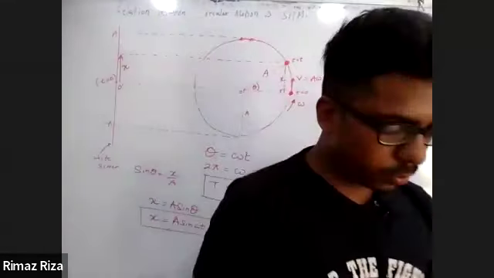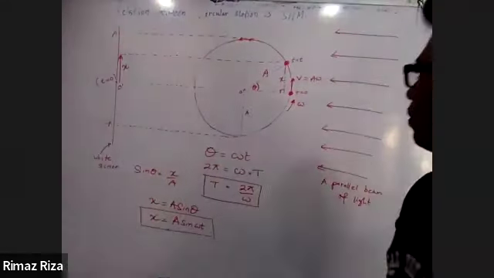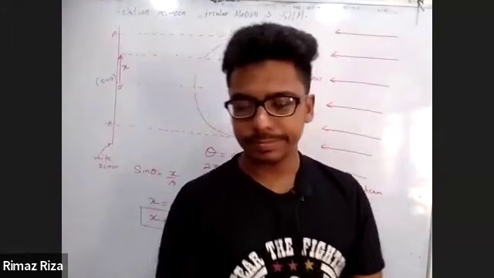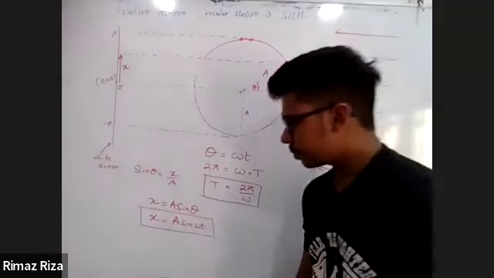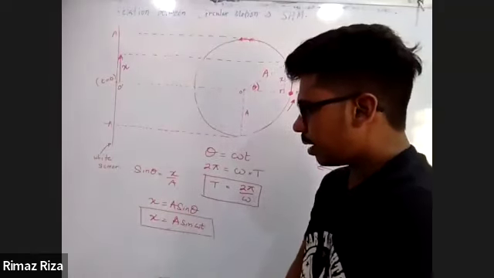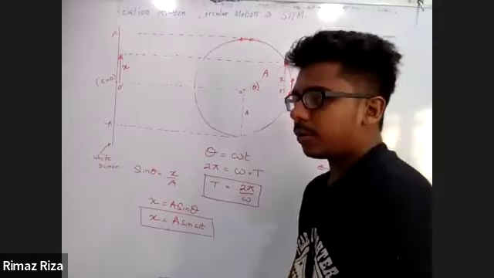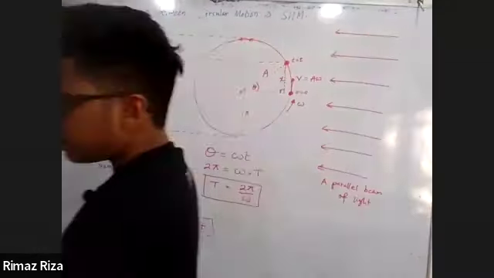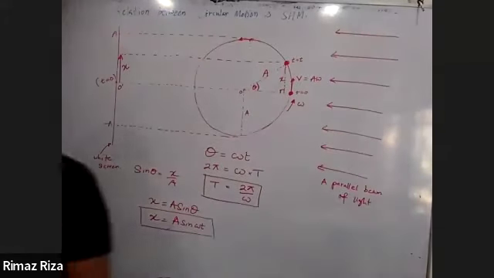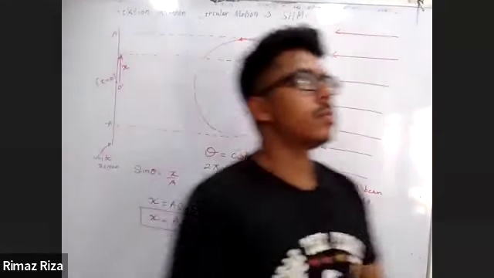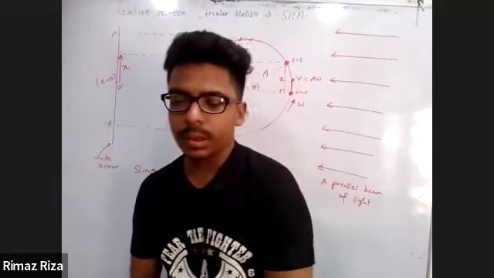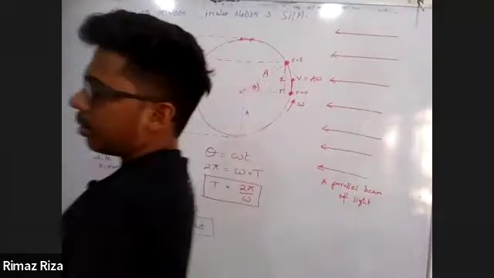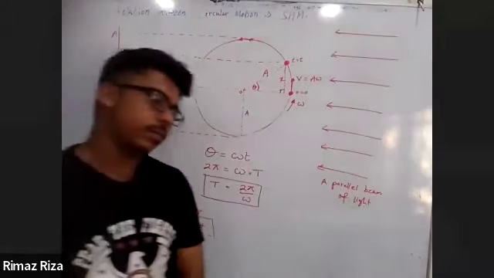Okay, so I'll give you a question. Write down this question. The amplitude of a particle in simple harmonic motion is 1 meter.